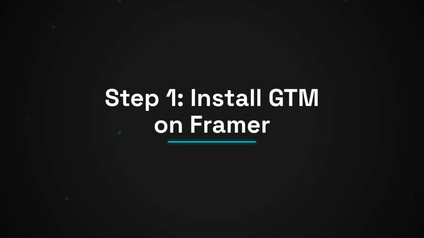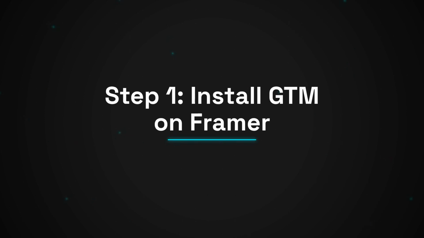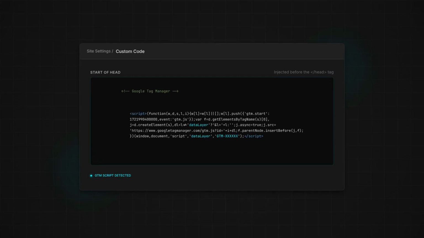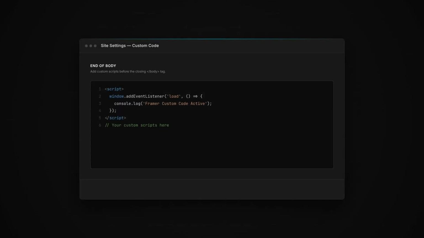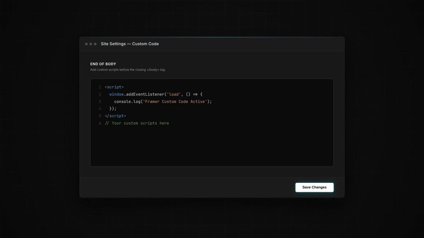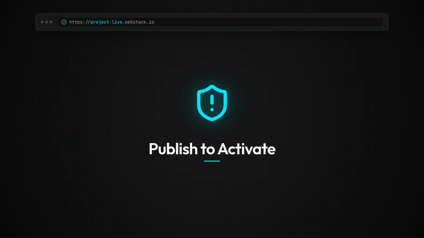Step 1. Install GTM on Framer. In Framer, go to Site Settings, General, Custom Code. Paste your GTM head snippet in the start of head section. Paste your body snippet in the end of body section. Click Save, then publish the site. GTM does not fire until after you publish.